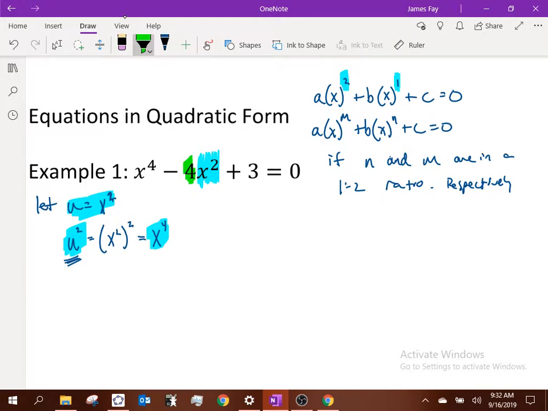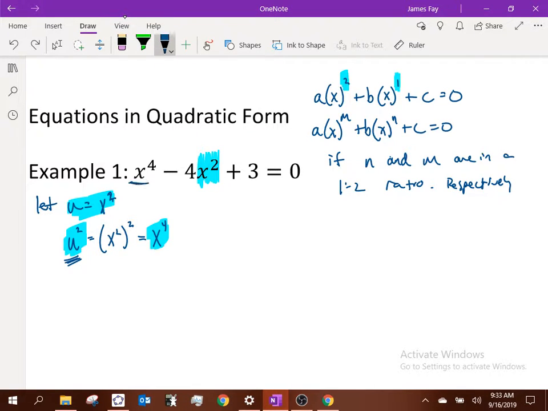If that coefficient and that coefficient are, if the 4 is the square root of this one, you can take it. But like I said, that's really rare that it happens anyway. So now that we've defined our variables correctly, I'm going to do the substitution.